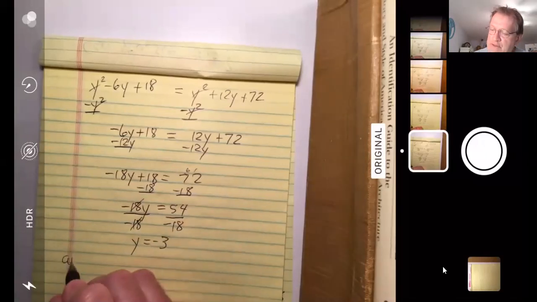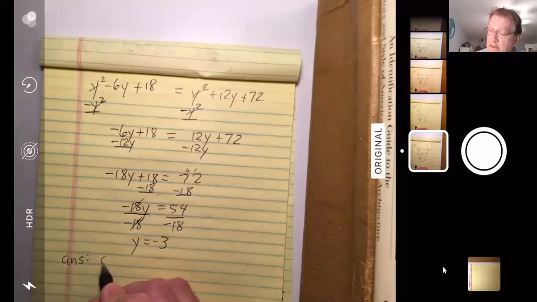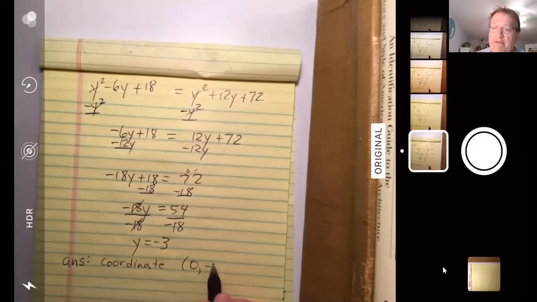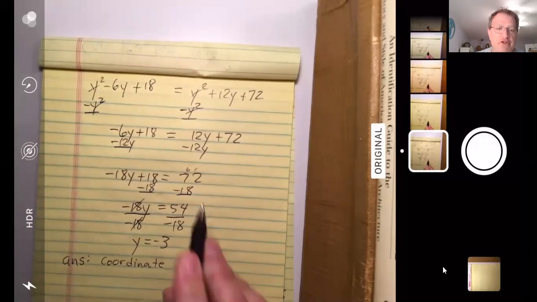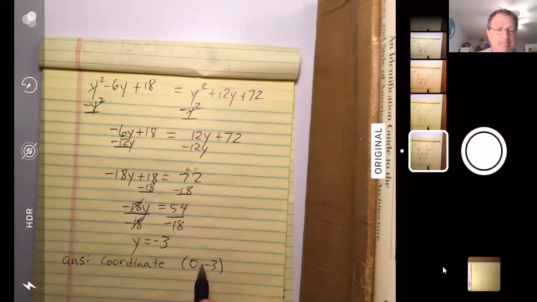So my answer is the coordinate 0 and negative 3. That's the point equidistant from those first 2 points that were given.